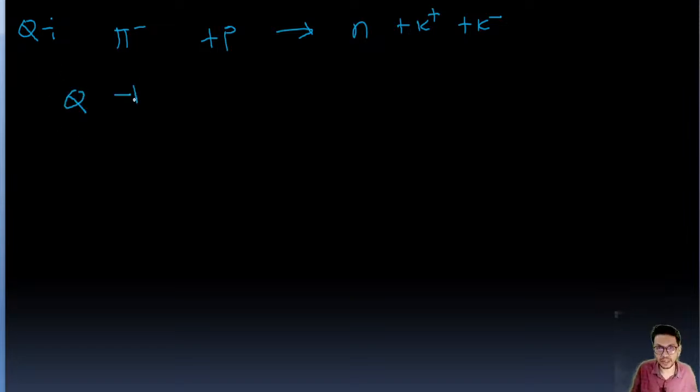Charge: pi minus is -1, proton charge is 1, and on the other side it is 0, 1, and -1. This is conserved. Now we'll find the lepton number.